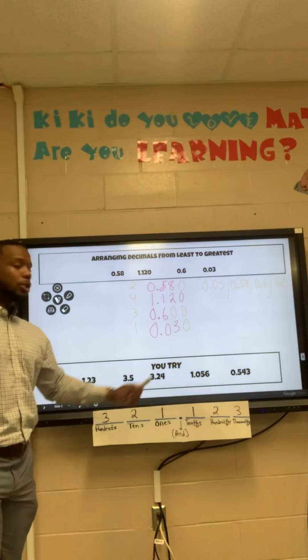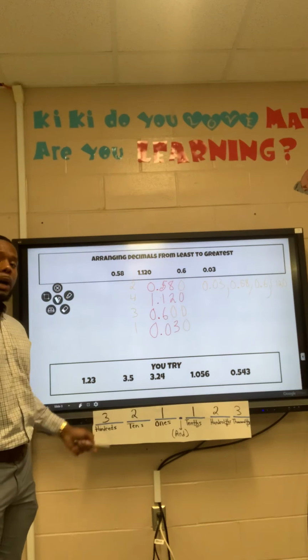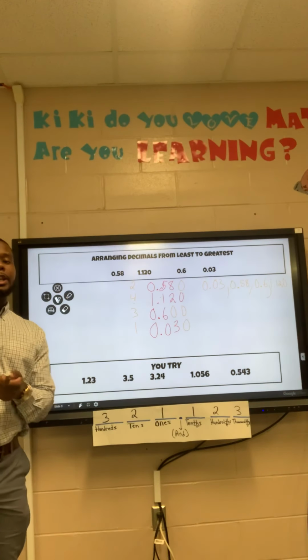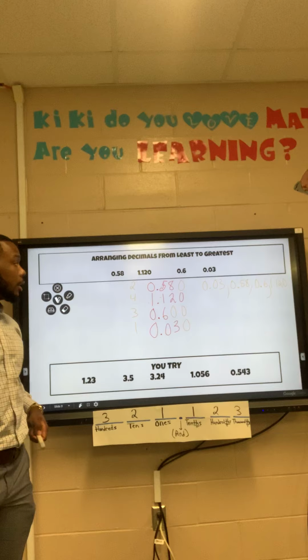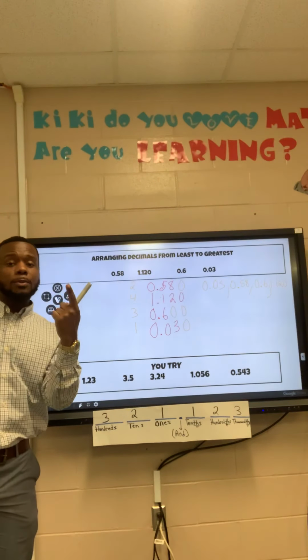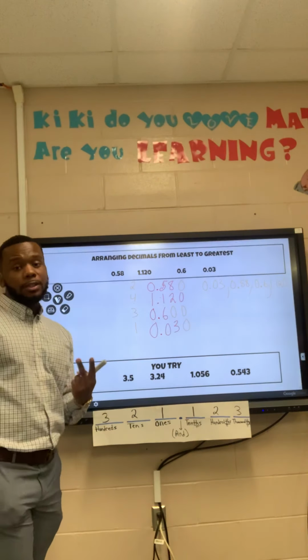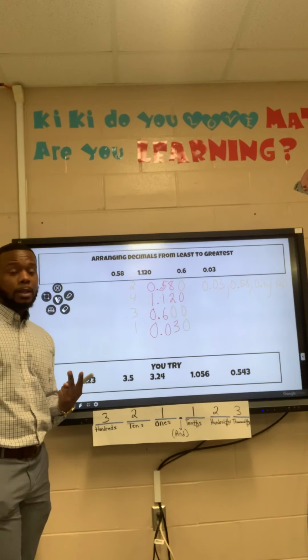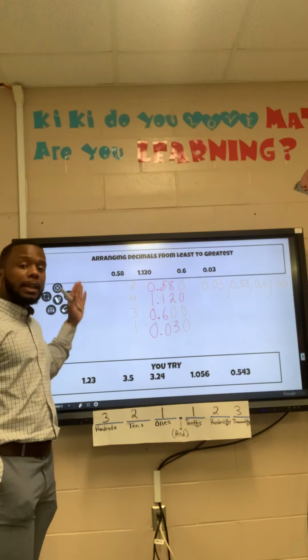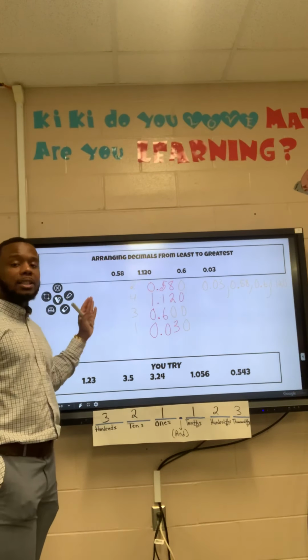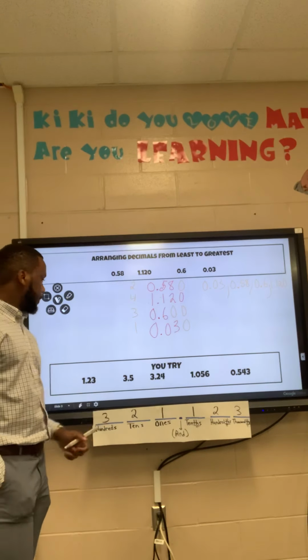And right here, I want you to try. So you have these digits. I want you to write them down on your own and try the method of lining up the decimals, adding the zeros to that missing value, and then comparing them from the left to the right, from the highest place value to the lowest.